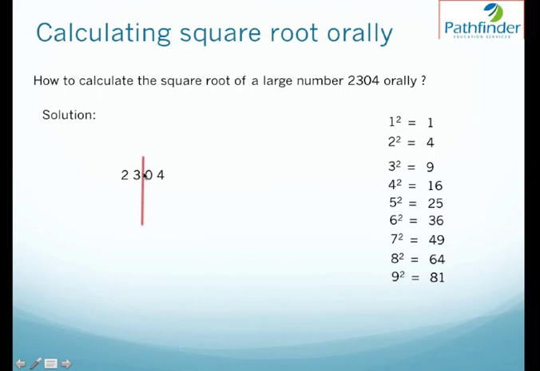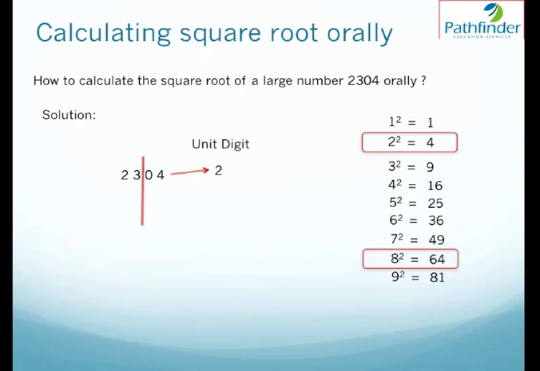Now, when you place this line, it divides the number into two parts. The first two digits are 23 and the last two digits are 04. So if 04 has to be the unit digit of the square, the unit digit of the square root can either be 2 because 2 square gives us 4, or it can be 8 because 8 square gives us 64. So we can confidently say that if there is a square root for this number, the unit digit will either be 2 or 8. And we will see how to choose between the 2 or the 8 slightly later.